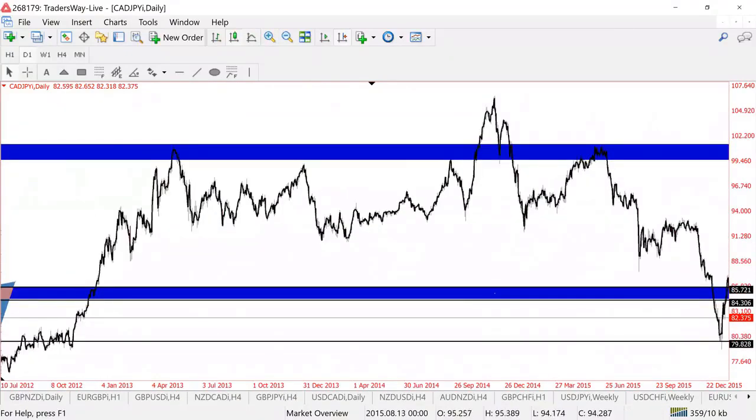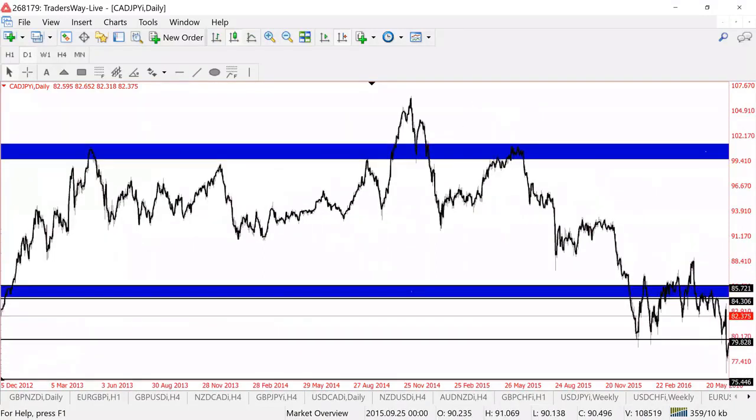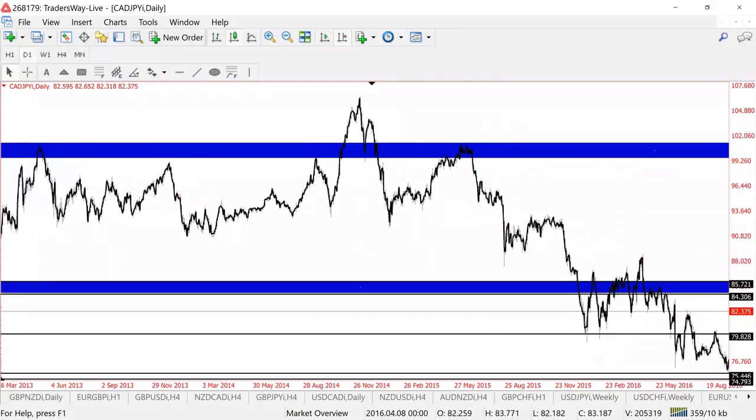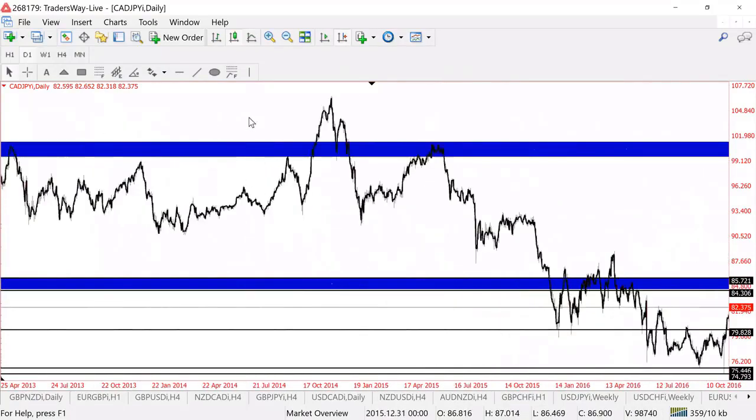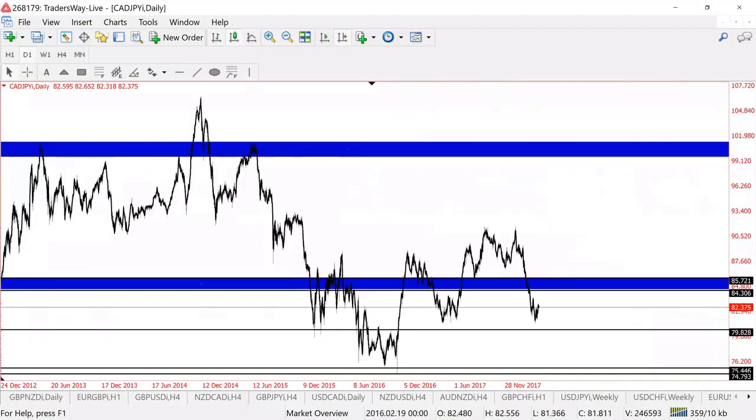Woo! That's what I'm talking about. So then it's coming back down to the demand zone. There we go. Right back to that demand zone. Sell the supply, and the market came right back down to that zone. Wow. You guys see it.